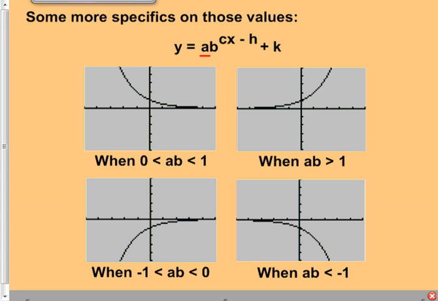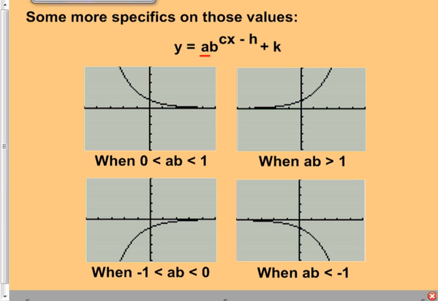Another thing that could happen is that the product of a times b is not limited to being from 0 to 1 or greater than 1. That was a requirement of the parent function. But one of the transformations that would make it not a parent function is the possibility that these values could be negative. So we could have an a times b somewhere between 0 and negative 1, like the picture on the lower left. As you can see, that turned the graph upside down.